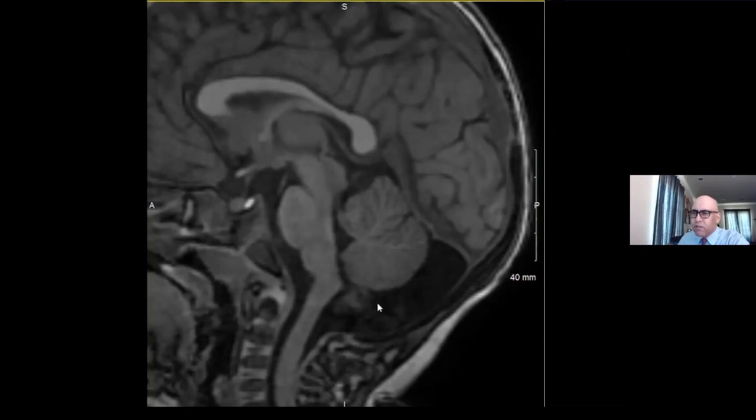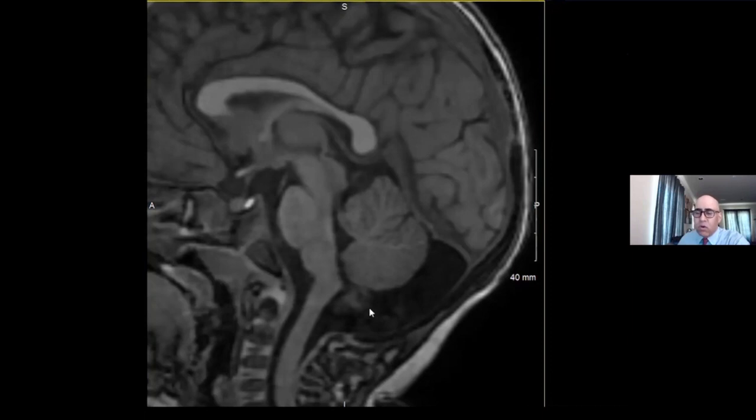Well, the first thing we do in evaluating this is look at the cerebellar vermis. We have a normal superior medullary velum, normal fastigial angle, and a normal inferior medullary velum. That is a normal fourth ventricle, a normal cerebellar vermis. If you have a normal cerebellar vermis, you do not have a Dandy-Walker spectrum malformation.